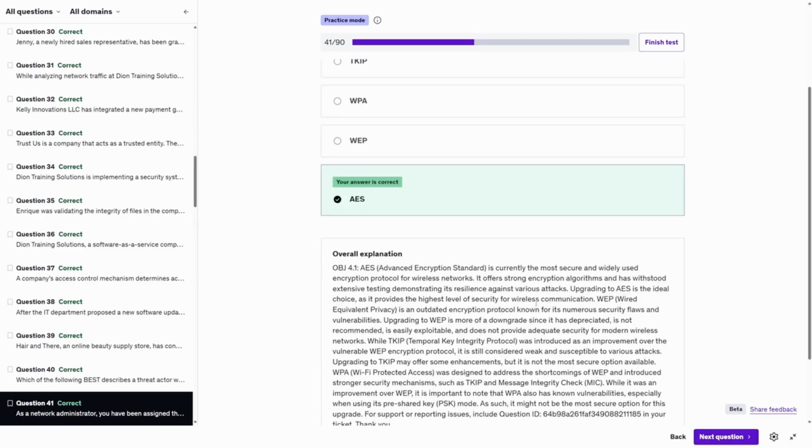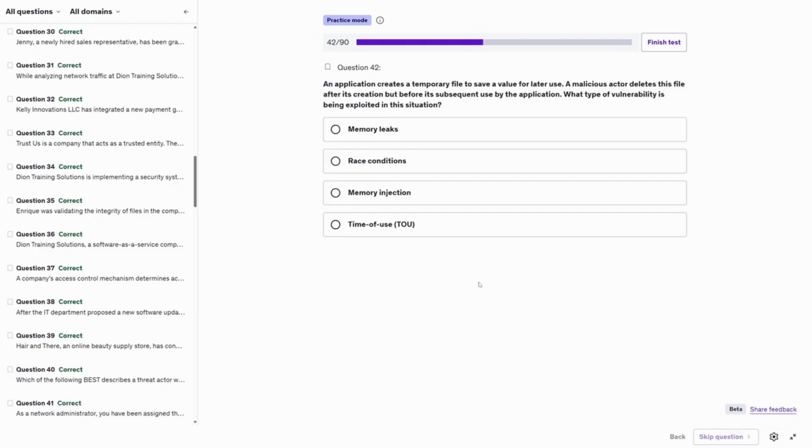Let's check. Yep, so Advanced Encryption Standard is currently the most secure and widely used encryption protocol for wireless networks. It offers strong encryption algorithms and has withstood extensive testing, demonstrating its resilience against various attacks. Upgrading to AES is the ideal choice as it provides the highest level of security for wireless communication. I'll leave up the incorrect answers for a few extra seconds. All right, let's move on to the next question.